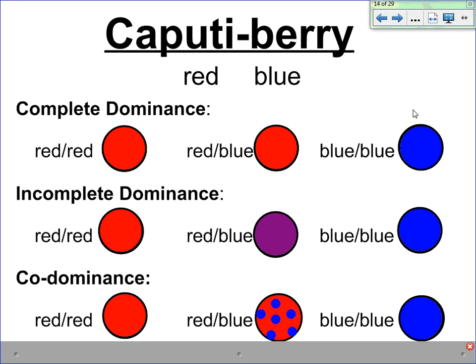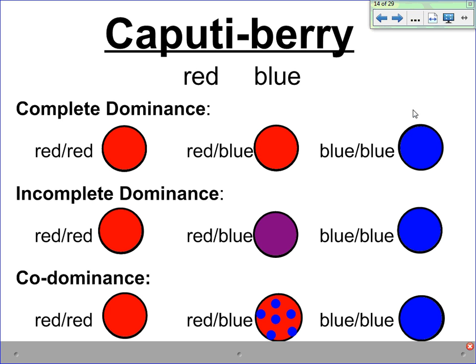Now, I want to clear up one thing about expression: all traits only follow one pattern, and whatever pattern they are, that's the one that you see. So when I give this example for Caputi berries, it's not like Caputi berries can do complete dominance, incomplete dominance, and codominance. They'll actually only do one of them. You have to know which one it is.